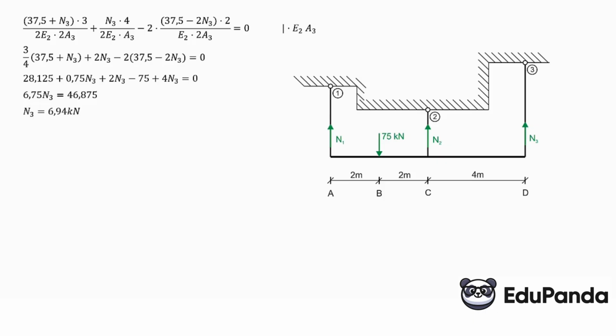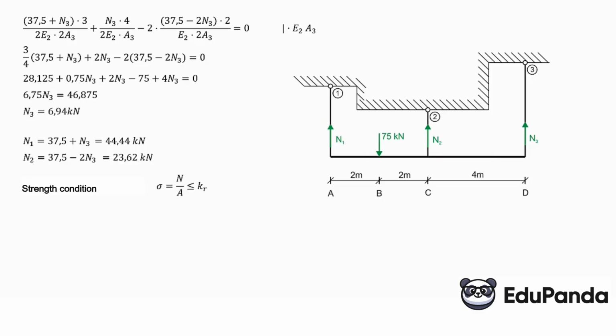Now we substitute into the underlined equations from the previous slide. We know that N1 is 37.5 kN plus N3, so we have N1 equal to 44.44 kN, and N2 is 37.5 minus 2 times N3 from the previous slide, which is 23.62 kN. So we have all the internal forces in the rods. So we can move on to the strength condition and dimension these rods.